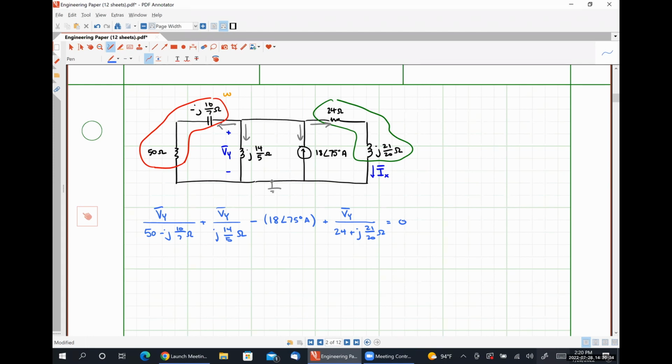Another possible way to think about it: if we solve for Vy that way first, then we can simply divide Vy by 24 plus j 21 over 20 to get the current Ix, right? So I'm suggesting here that Ix would simply be Vy over 24 plus j 21 over 20 ohms. Okay.